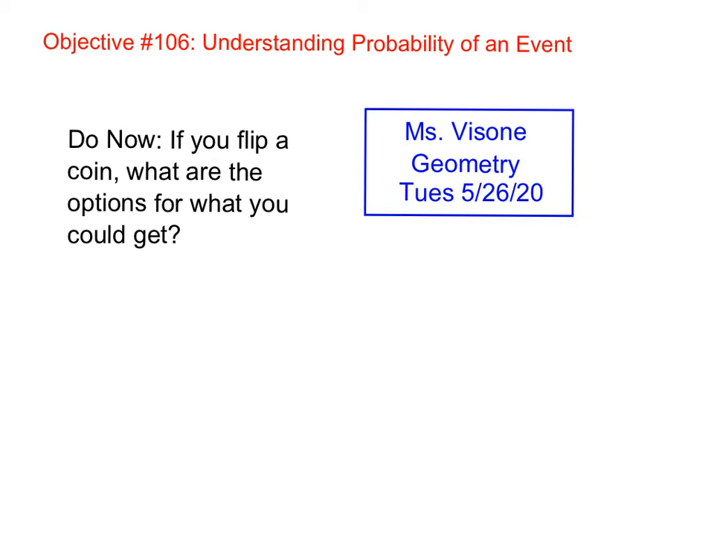Hey everyone, so this is our last unit. We are starting probability. If you just think about this logically, if you flip a coin, what are the options for what you could get? Well, I could get heads or tails. That's it, right?